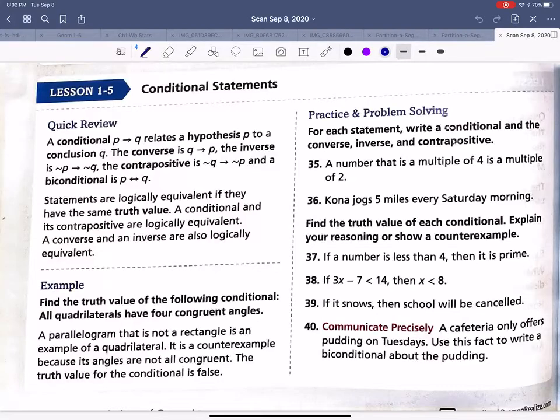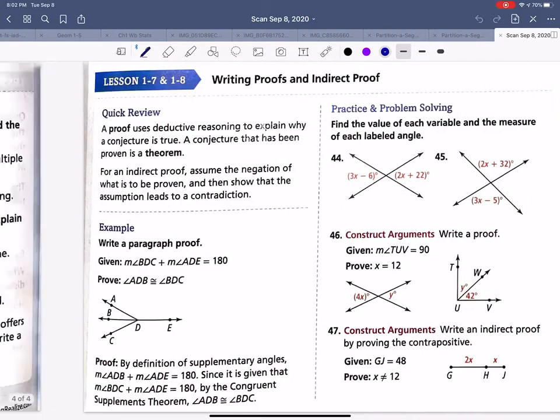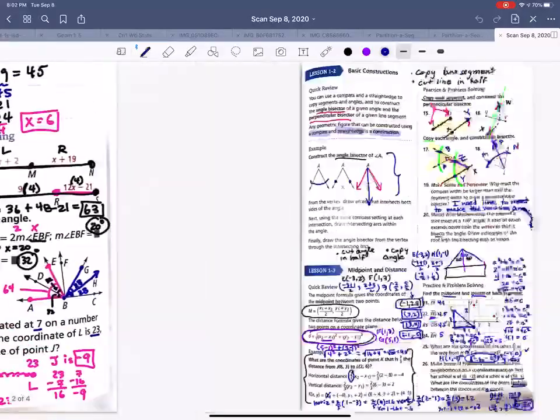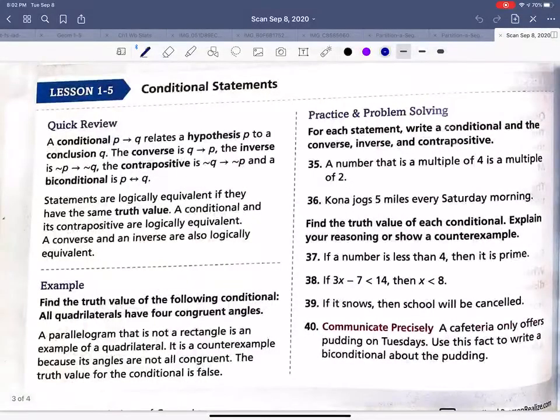Hey guys, I probably reviewed everything that's going to be on the test because most of the test is just on this first part. But let's go ahead and review the information from the last couple days.